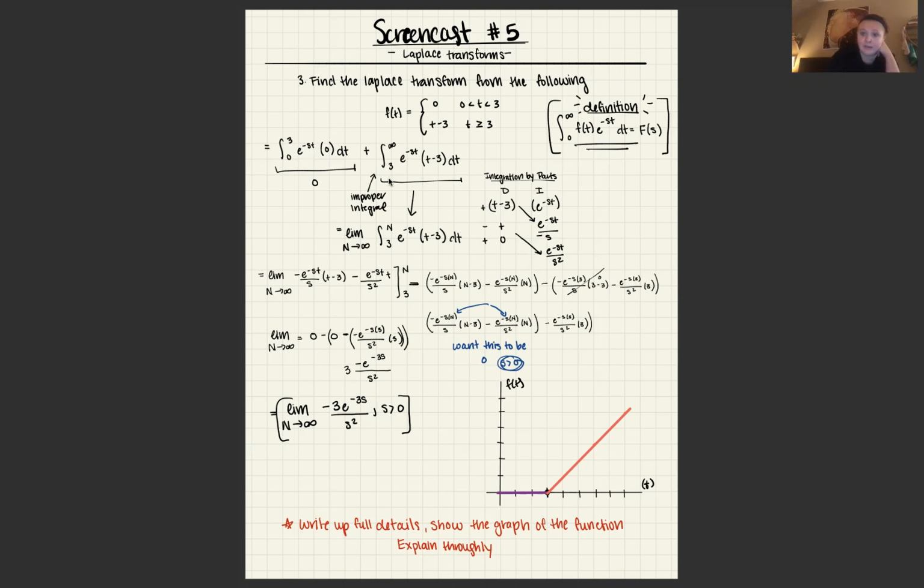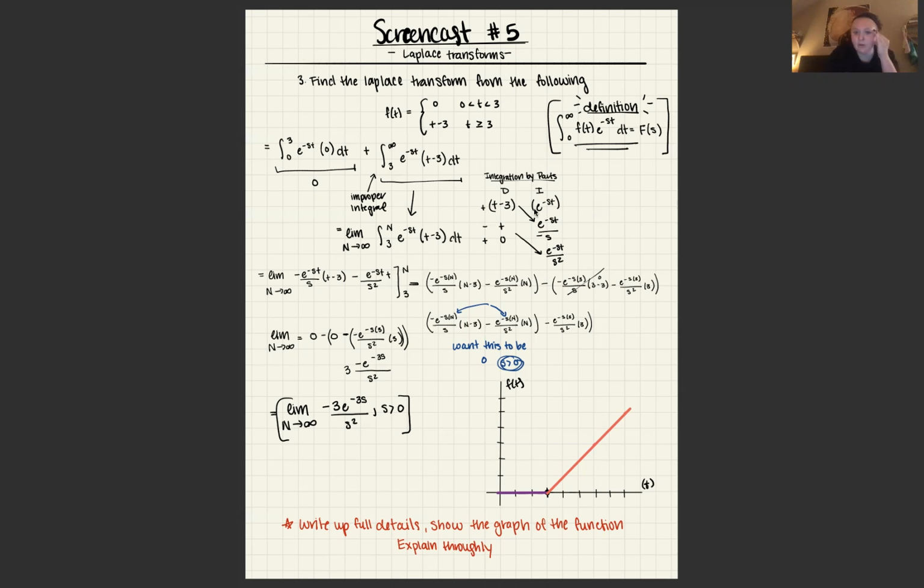The first thing we need to realize is that this first part is a proper integral, but it really doesn't matter because it's times 0, so it's just going to be 0 anyway. The one we care about is the second one. Unfortunately, this one is an improper integral, so we have to rewrite it as the limit as n goes to infinity of the integral from 3 to n. To integrate this, we need integration by parts, which I've done right over here.